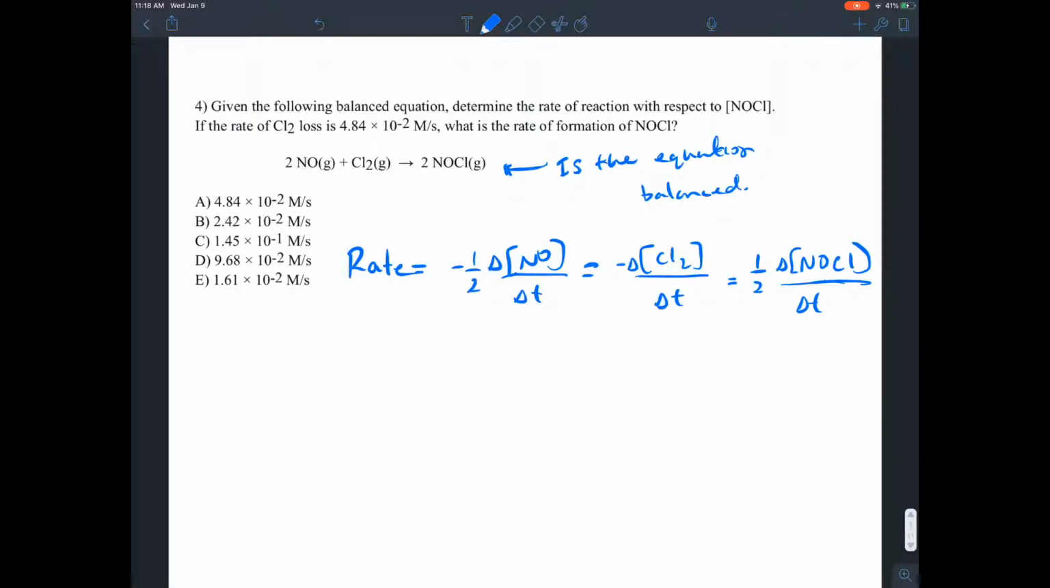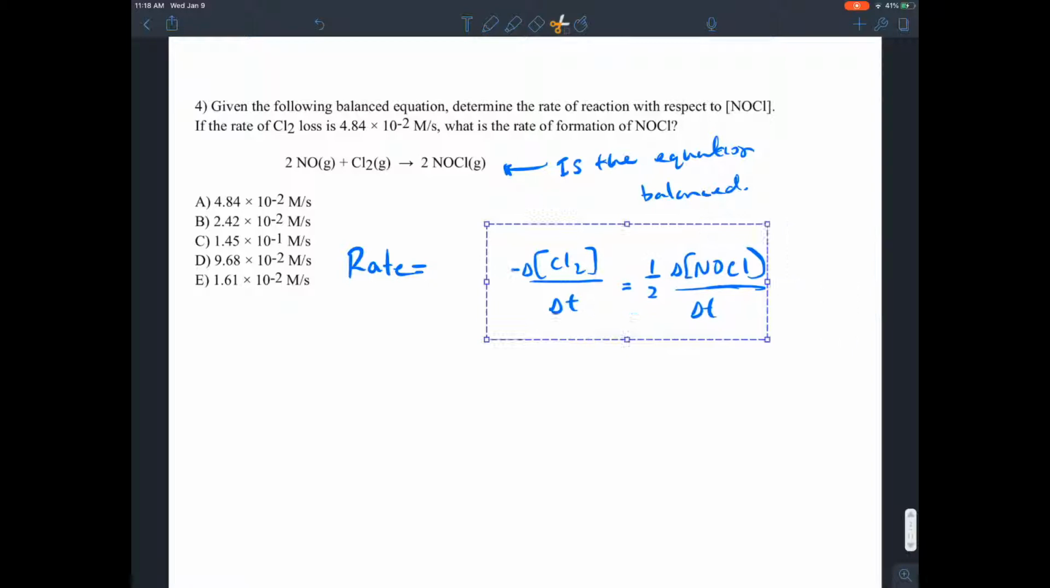Now we're going to be solving, because we were given the rate of loss of Cl2, which is right here, we're solving with the rate of formation of NOCl, which is on the right side right here. So I actually don't really care about the NO in this particular case. So I'm just going to erase it for simplicity and move a couple things over. So let's move that over, more space.